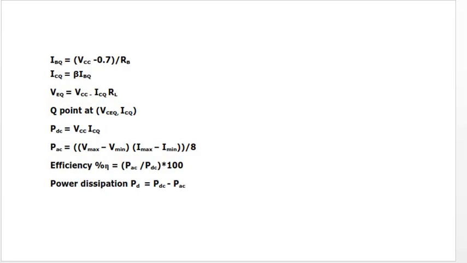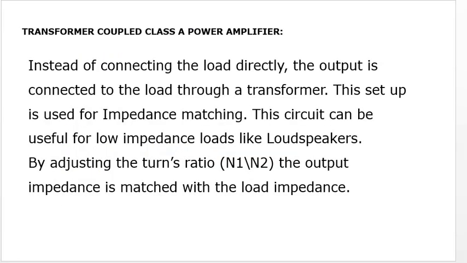The Q point is given by this. The DC power is equal to VCC into ICQ. Substitute the VCC value in terms of voltage. The AC power is equal to (Vmax minus Vmin) into (Imax minus Imin) divided by 8. Efficiency is the ratio of AC power to DC power into 100. Power dissipation is the difference between the DC power and the AC power.